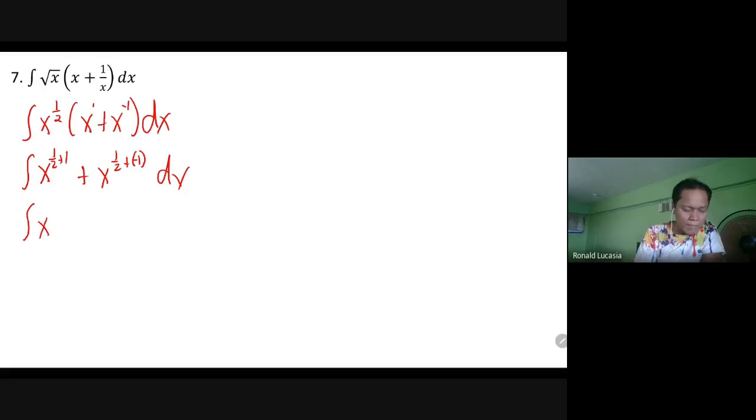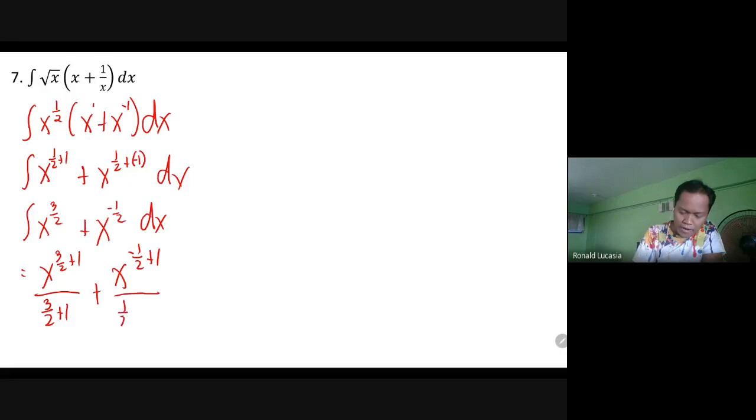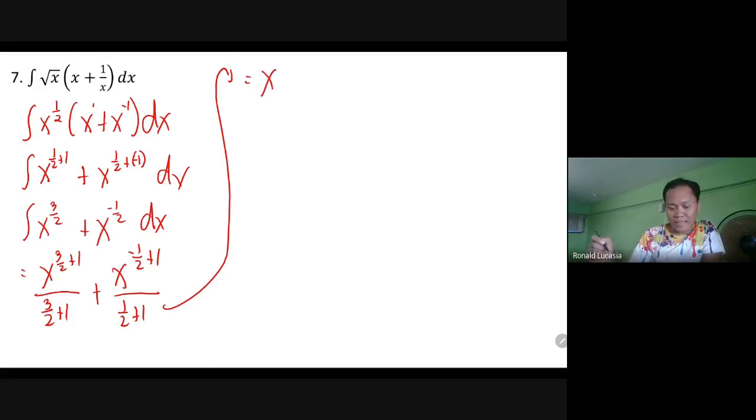So we have now x 1 half plus 1 is 3 over 2, plus 1 half plus negative 1, it's negative 1 half dx. So this will be x 3 over 2 plus 1 over 3 over 2 plus 1, plus x negative 1 half plus 1 over 1 half plus 1. So this is x 3 over 2 plus 1, that is 5 over 2 over 5 over 2, plus this is x negative 1 half plus 1 is positive 1 half over, it should be negative 1 half. 1 half plus c.